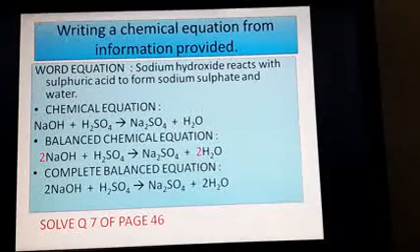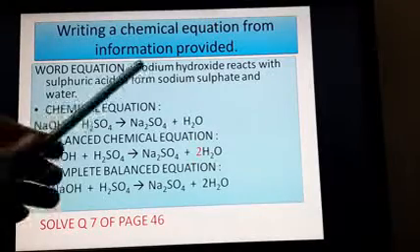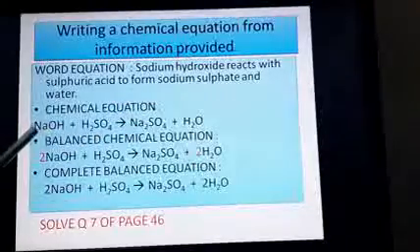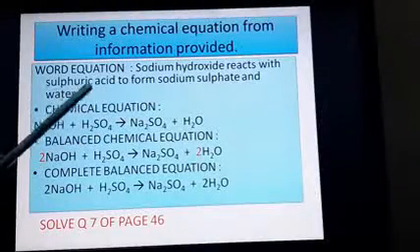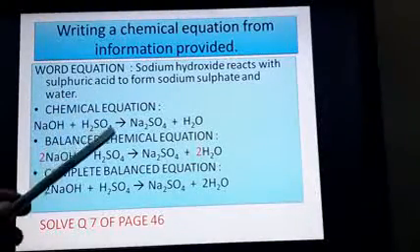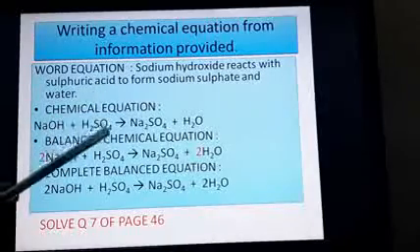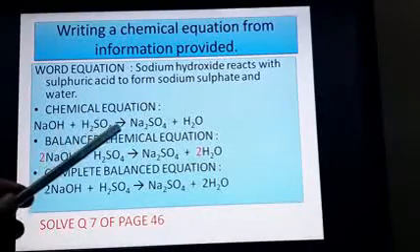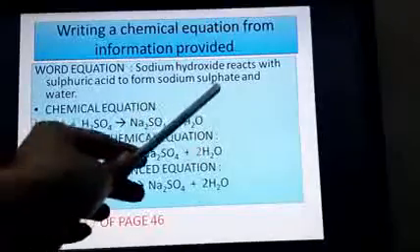So, we'll write the chemical forms or formulas of each. Sodium hydroxide is NaOH. Sulfuric acid is H2SO4. These are the reactants separated by a plus sign. We put an arrow and then you have sodium sulfate.